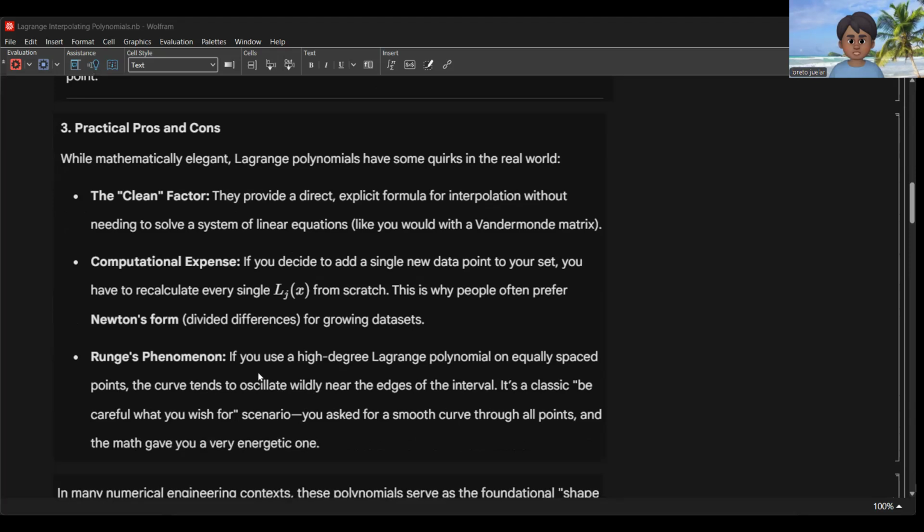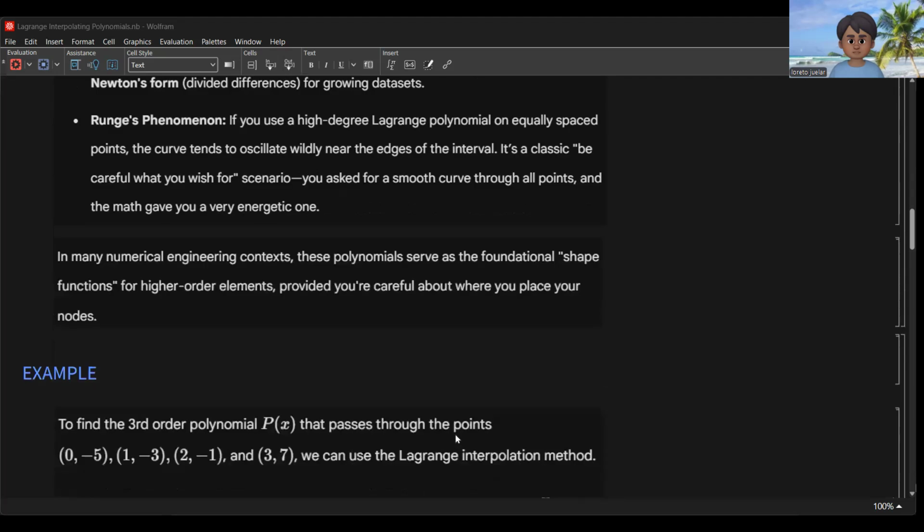Then we have the Runge phenomenon. If you use a high degree Lagrange polynomial on equally spaced points, the curve tends to oscillate widely near the edges of the interval. So we cannot avoid these oscillations. It's a classic be-careful-what-you-wish-for scenario. You ask for a smooth curve through all points, and it gives you a very energetic one. In many numerical engineering contexts, these polynomials serve as a foundational function for higher order elements, provided you're careful about where you place your nodes.